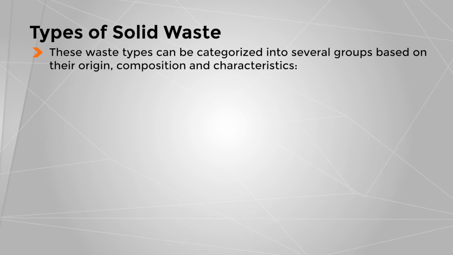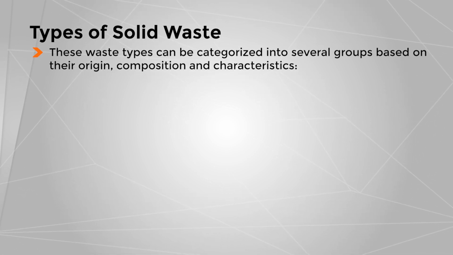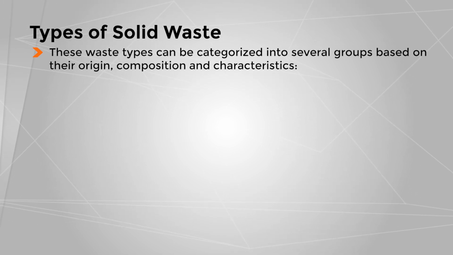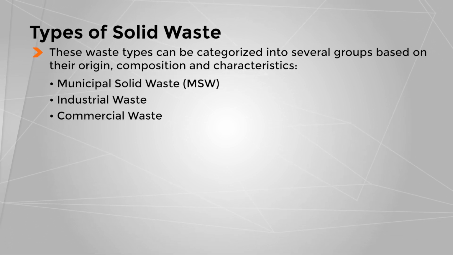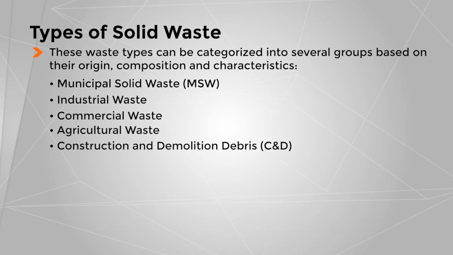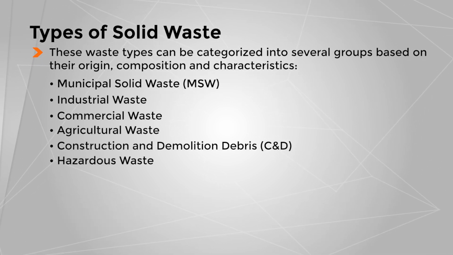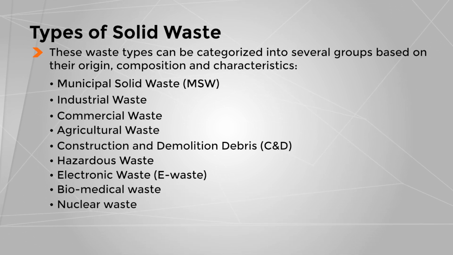There are different types of solid waste, and waste can be categorized into several groups based on their origin, composition, characteristics and content. Different kinds of waste categories are there, for example, municipal solid waste, industrial waste, commercial waste, agriculture waste, construction and demolition waste, hazardous waste, e-waste, biomedical waste and nuclear waste.